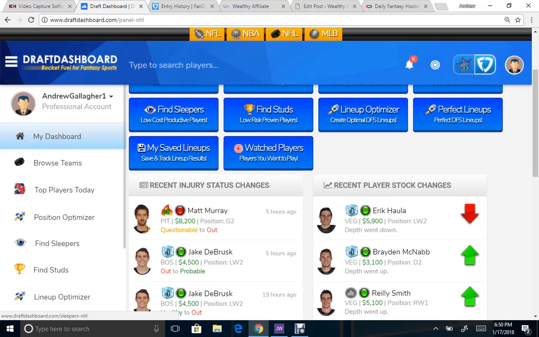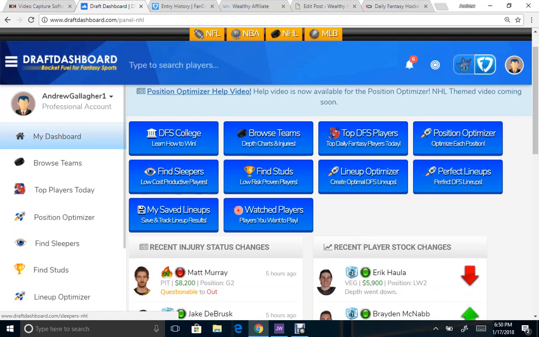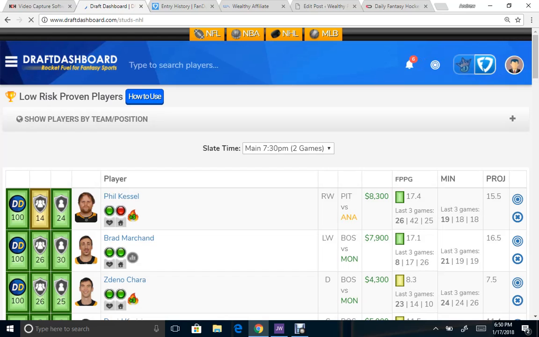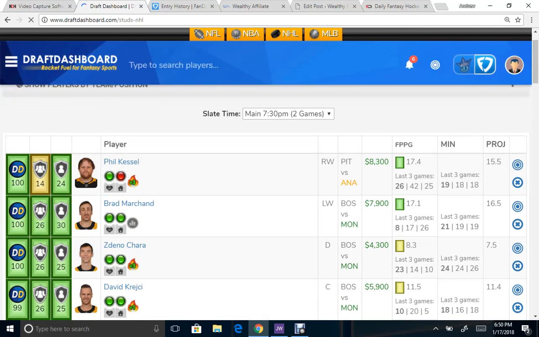And of course, it always helps to have your draft dashboard up, where you can look at top plays, and you can look at your studs, which also falls in line with the consistent players, which it won't really show much of right now because it's only a 2-game slate tonight. But I just want to make sure you're aware of what it is and how it works, as it helps find your lowest proven players.